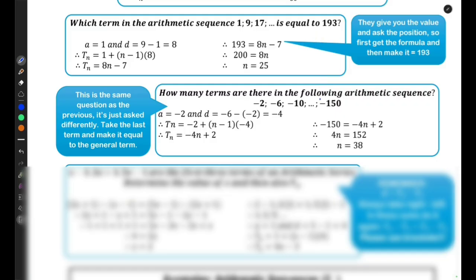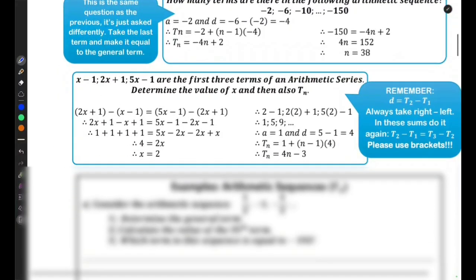Now the same thing. They are giving me minus 150, and they are technically asking me, what is the position of that one? Because if I know that this is the 38th term, then I know how many terms are there in the sequence? Only 38, because I know the position of the last one. Once again, I cannot do anything unless I have the Tn formula, so you must know to work that out first.